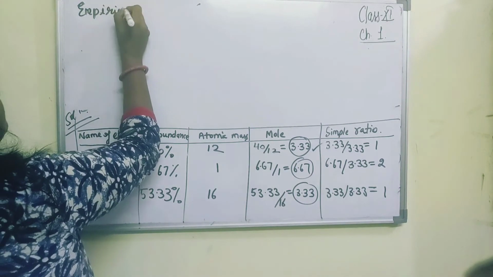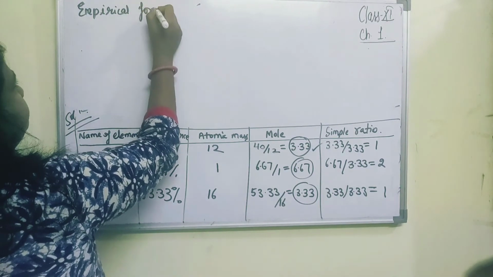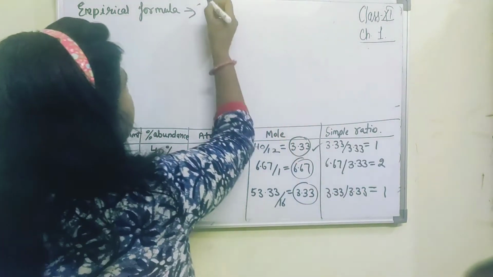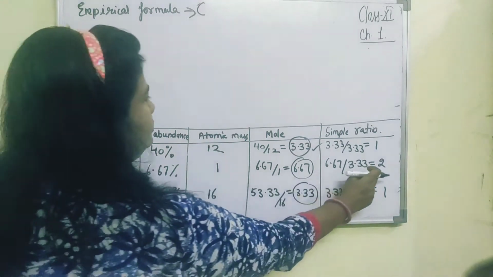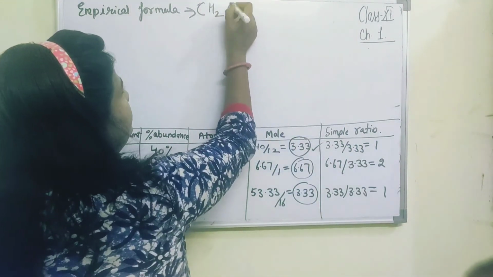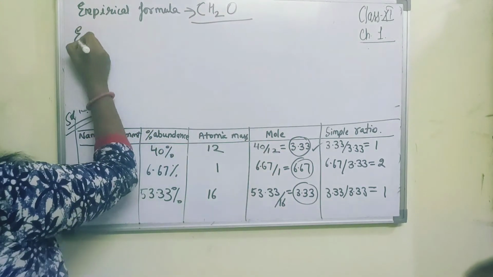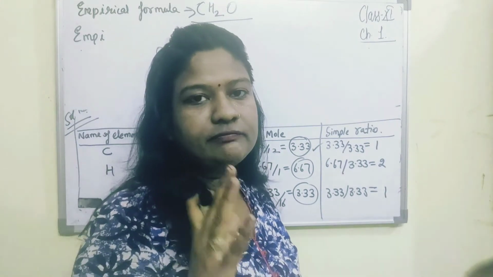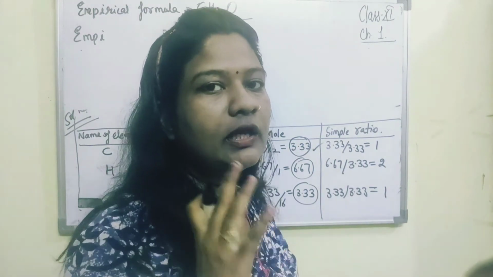Empirical formula. C1, hydrogen 2 and oxygen 1. This is the empirical formula. Now we have to write the next step, step 4. In step 4 we have to write the empirical formula mass.